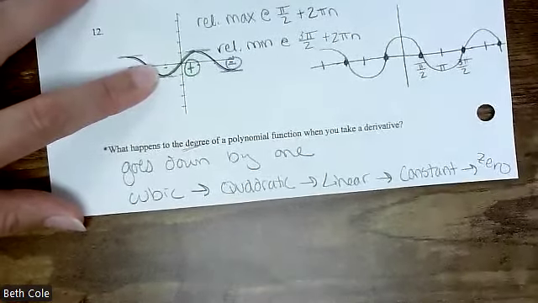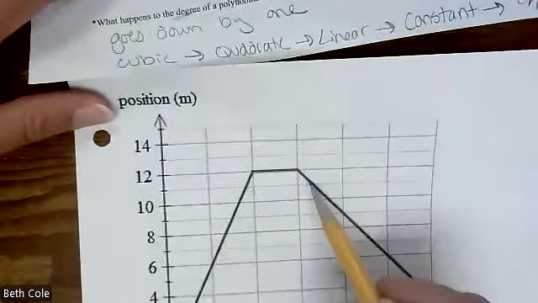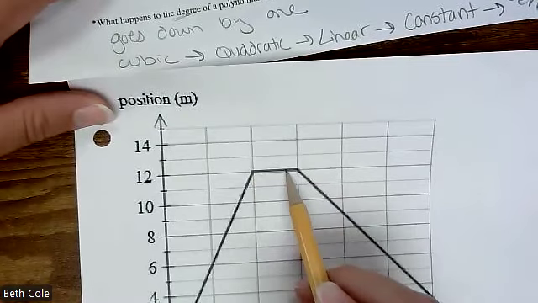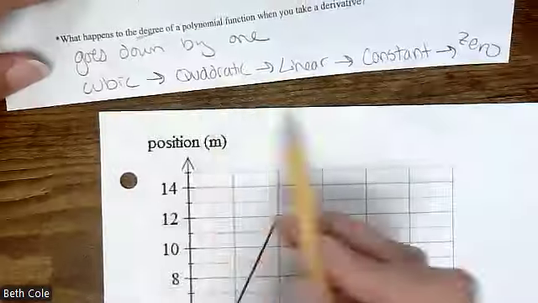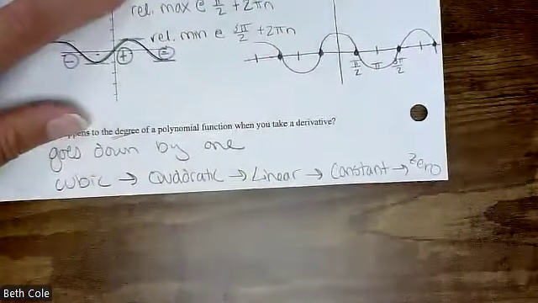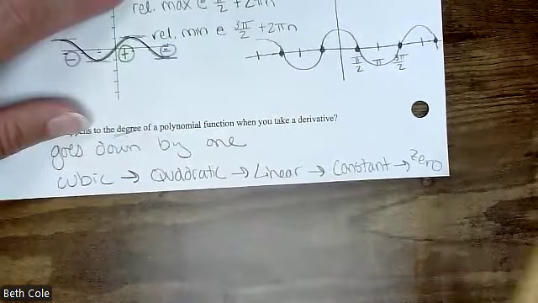is 0. And I'll even tie it back to the graph that we looked at the beginning. Do you remember we looked at this? What's going on right here? Your velocity is 0 because you're not moving. So that's the order that it goes in. So if you have a polynomial, if you take enough derivatives, you will eventually get down to 0.